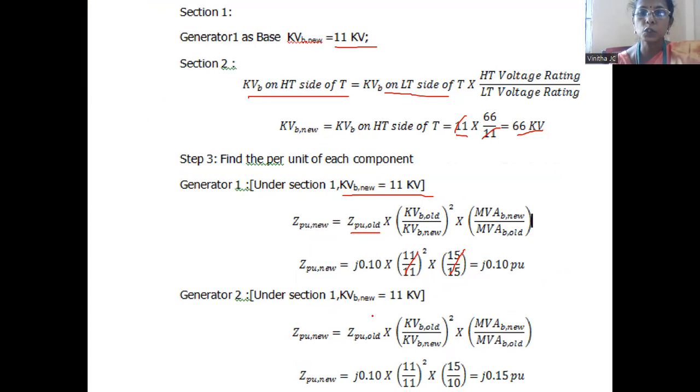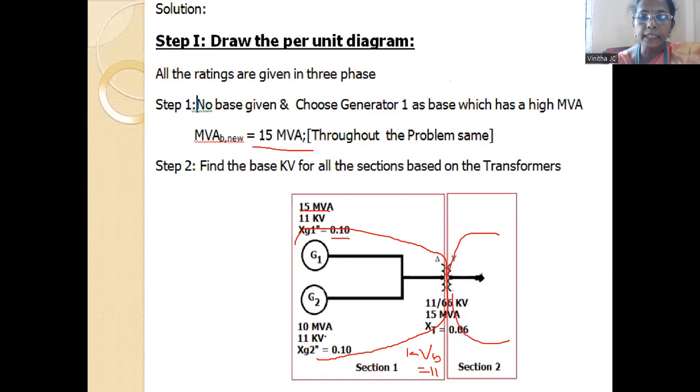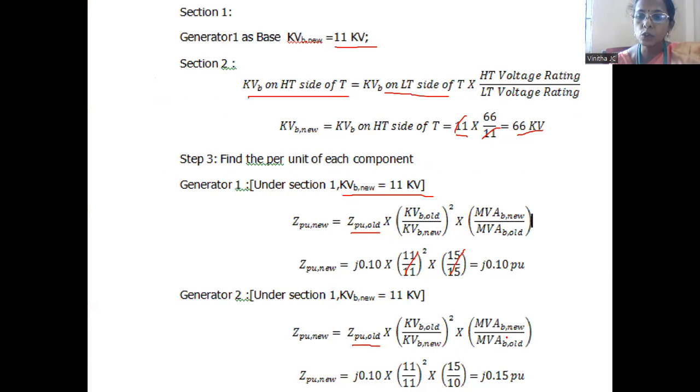And similarly for generator 2, we have to calculate Z per unit new. In the same formula, we have to substitute the value of Z per unit old, kVB old by new and MVAB new by old. For generator 2, MVAB new is 15 and MVAB old is nothing but 10 MVA. This is for the second generator. So we can substitute all the values and the value is j0.15 per unit. This is for generator 2.